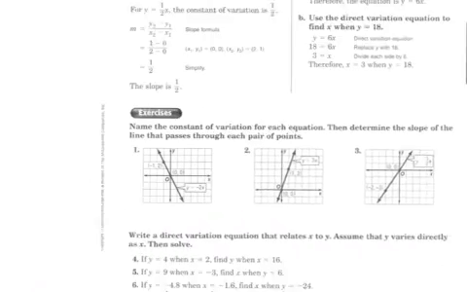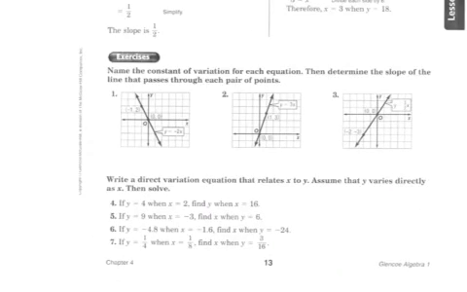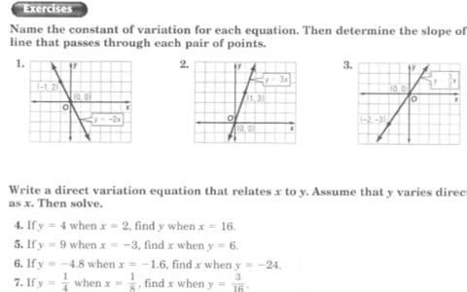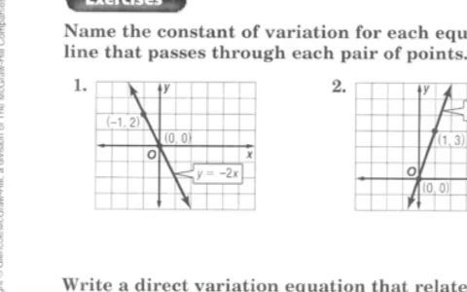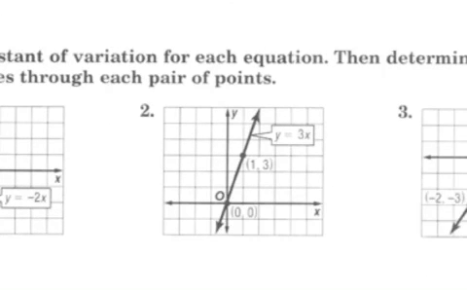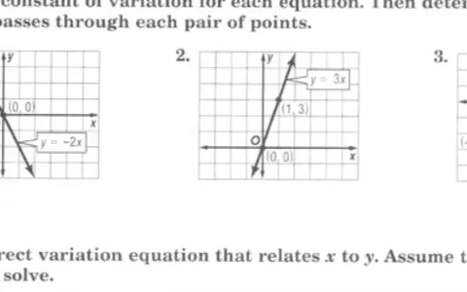Let's see here. Name the constant of variation. Well, for whatever reason, they wanted to make the point in the answer key that the constant is -2 and the slope is -2. I don't really care if you write that twice. Constant and slope are the same thing when it comes to lines like this. Okay? And so you can just write the same thing that you see on each one of these. Number 2, the constant would be 3, and so forth.